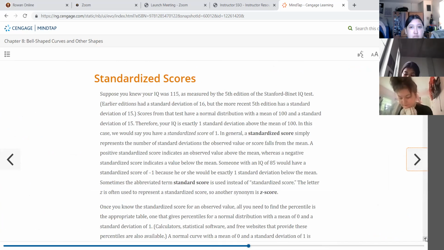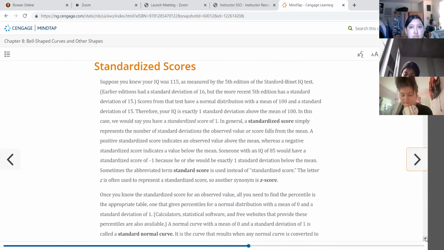Standardized scores. What does that mean? A standardized score is a way of converting a regular score to a score that tells you how many standard deviations you are away from the mean. What does that mean? For example, let's say you had a test where the average score was 100. Suppose the standard deviation is 10, that is, the average spread between the scores is about 10.